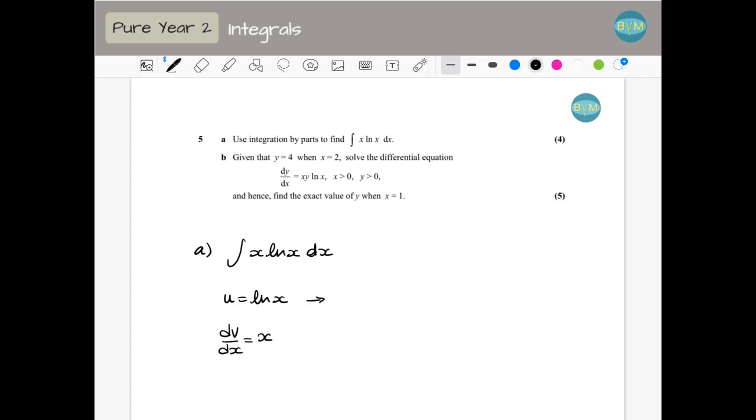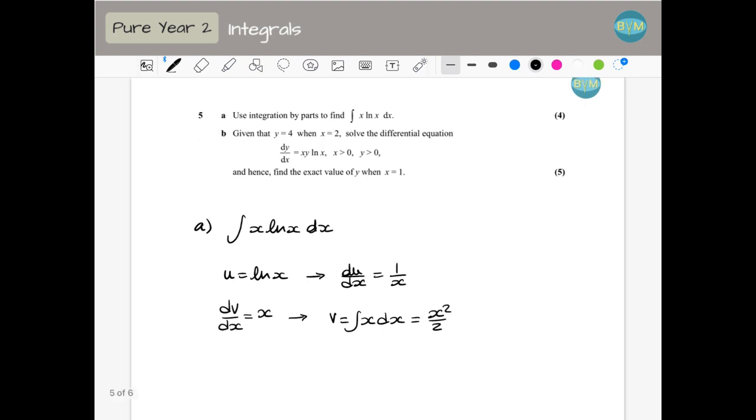That means that u, if I derivate, du by dx is going to be 1 over x. And if I integrate this expression, v is going to be integral of x dx, which is x squared divided by 2. So I have everything to substitute in the formula.